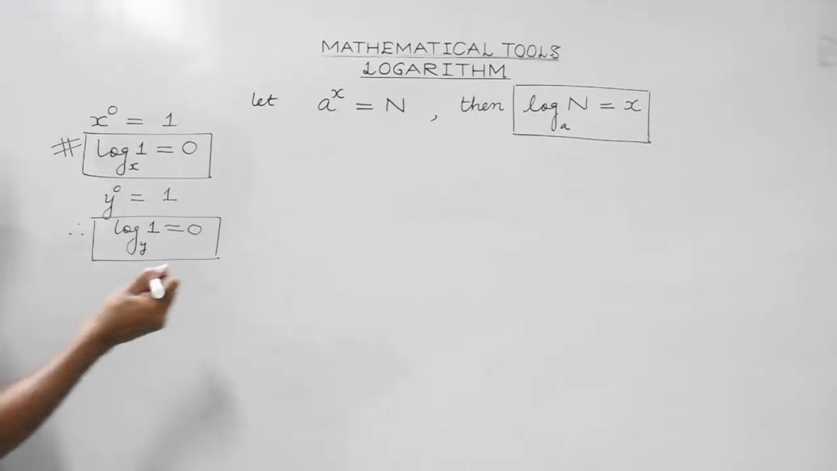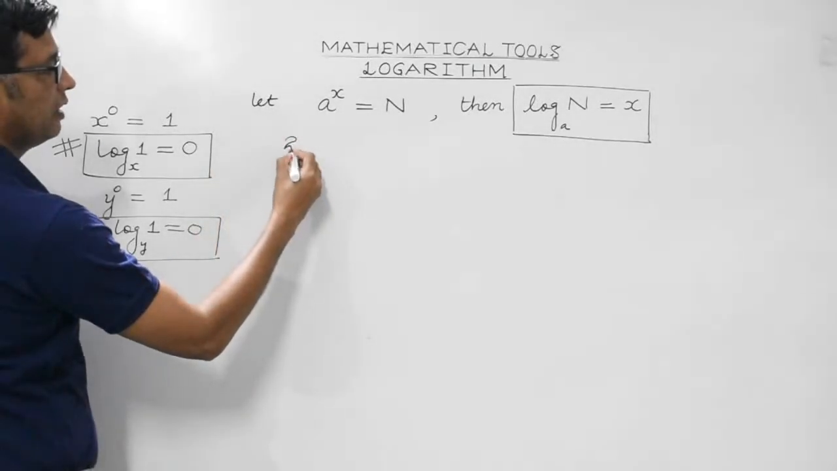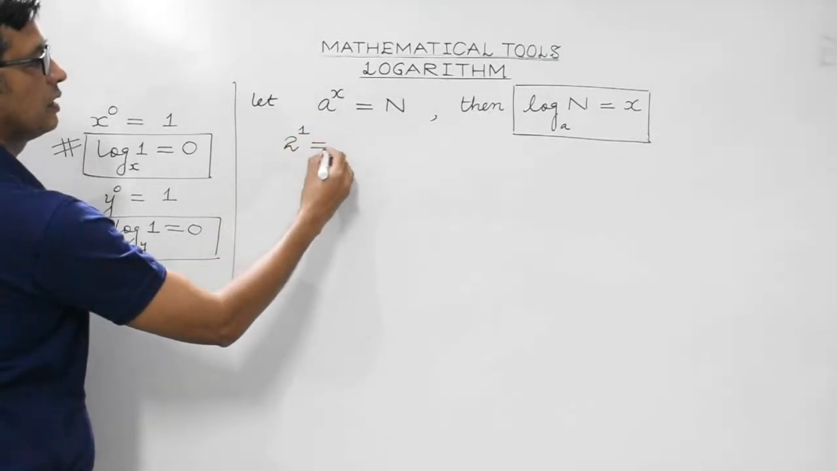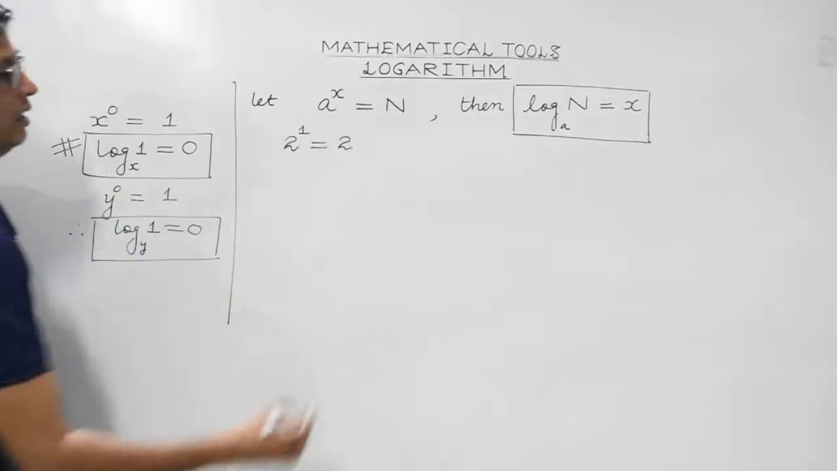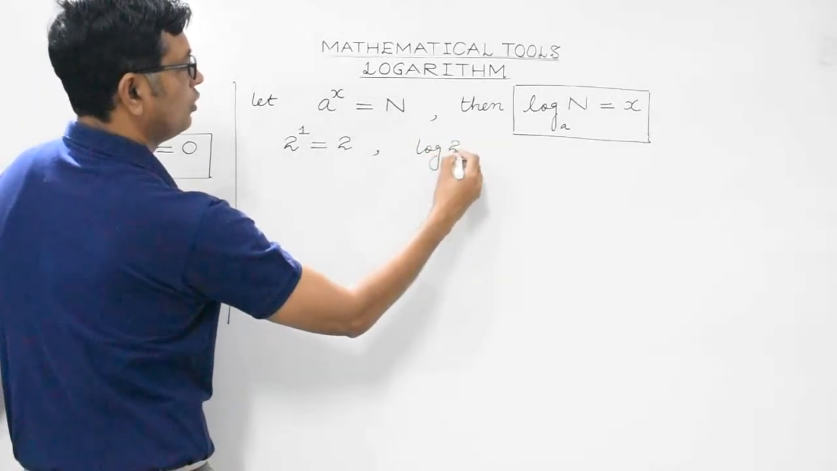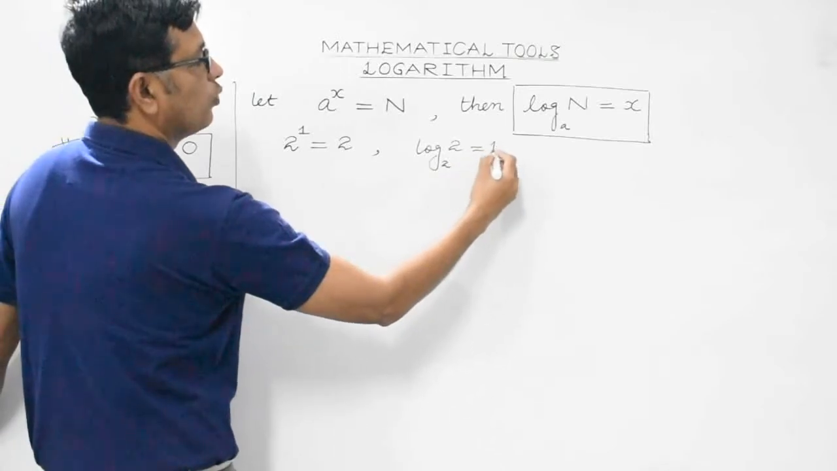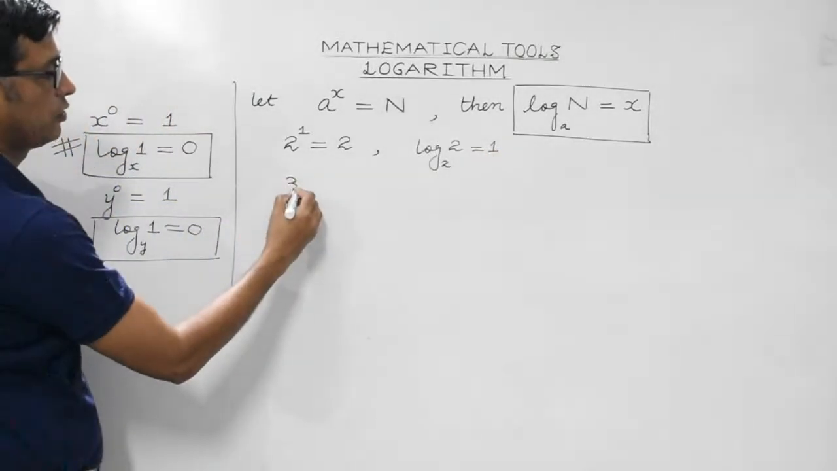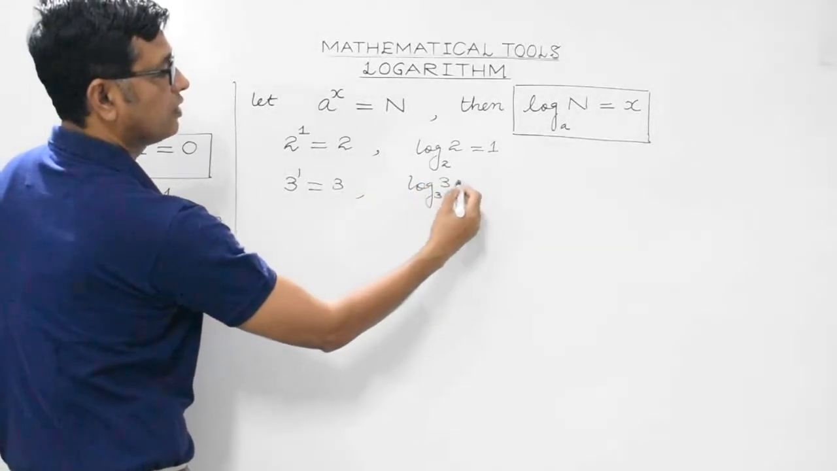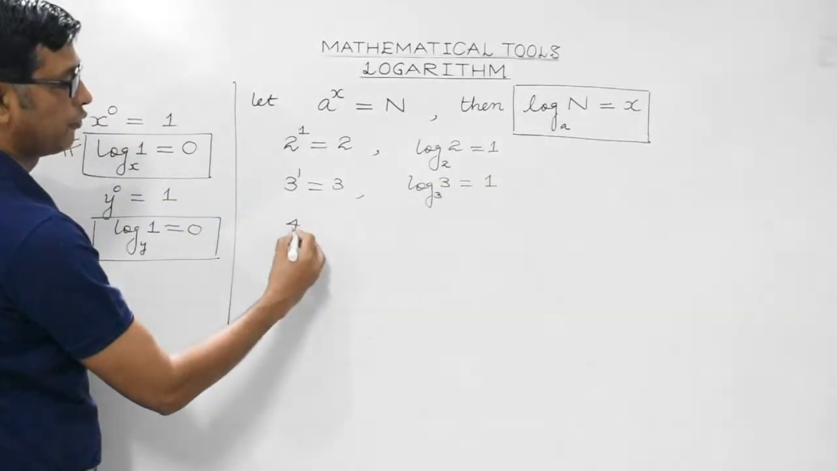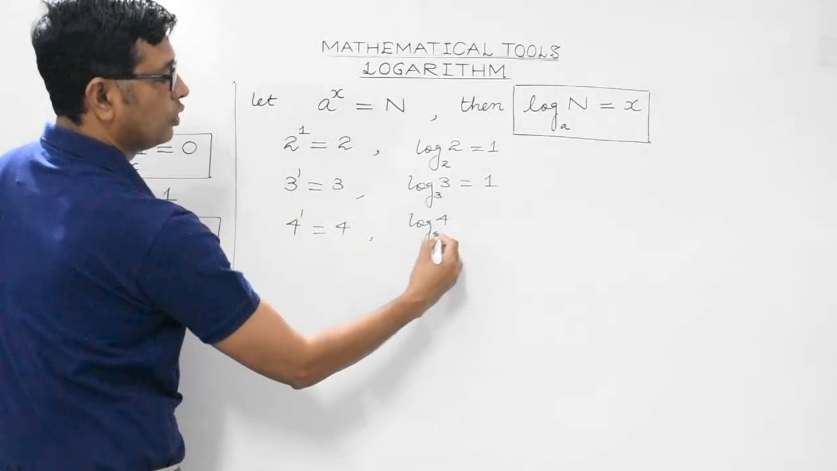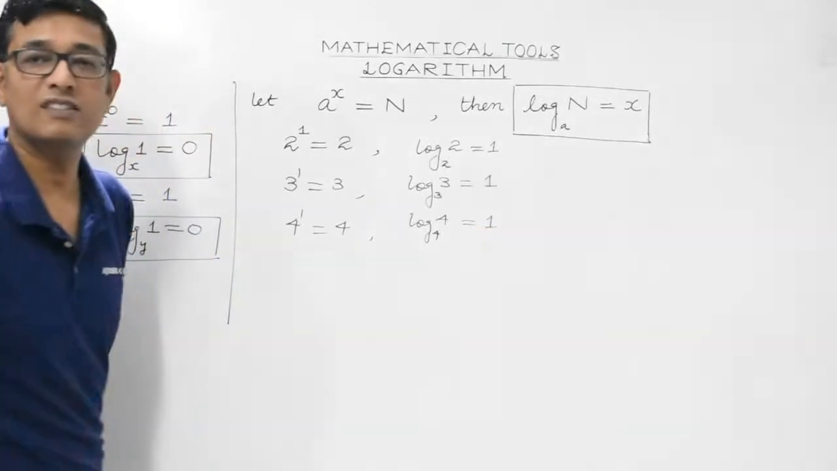Okay, we are aware, this is the first important result. 2 to the power 1 is equal to 2. Therefore, log of 2 to the base 2 is equal to 1. 3 to the power 1 is equal to 3. Therefore, log of 3 to the base 3 is equal to 1. 4 to the power 1 is equal to 4. Therefore, log of 4 to the base 4 is always equal to 1.